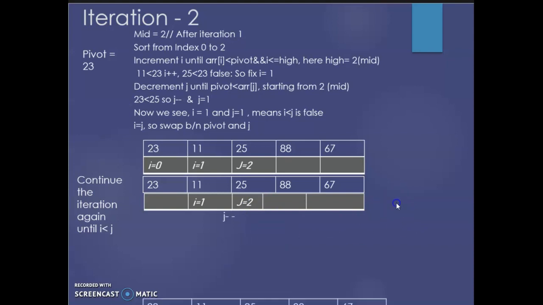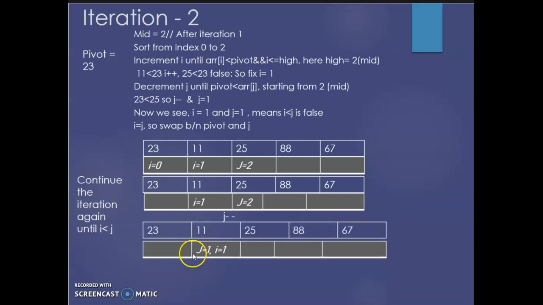So ultimately my I and J values are fixed at 1, right? That means my increment of I will be stopped here because the next element is greater than 23, so I can't increment my value of I, but this J value will be decremented once. That means J value and I value is equal to 1. So ultimately at this condition we can see that I less than J is false.